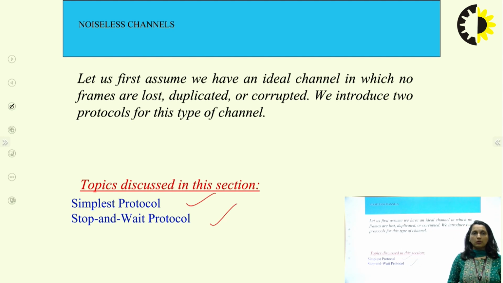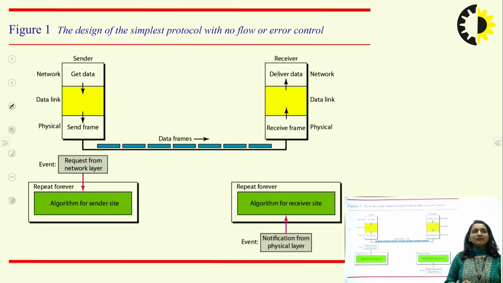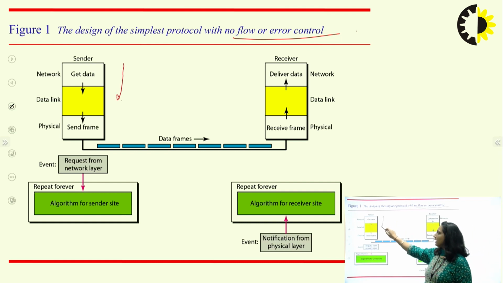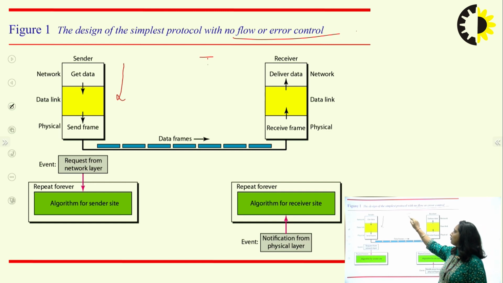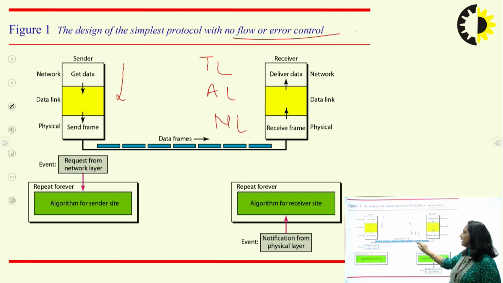The simplest protocol and the stop and wait protocol. In the simplest protocol, the design has no flow control and no error control. We have a sender side and a receiver side. We get data from the network layer, because we know that we have five layers: the application layer, the transport layer, the network layer, the data link layer, and the physical layer.